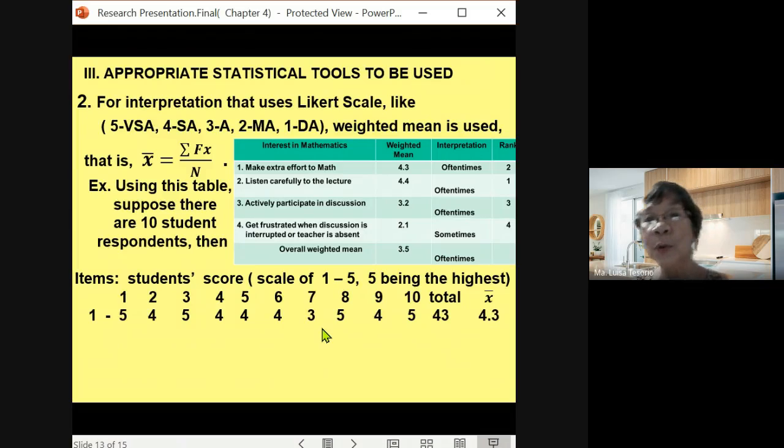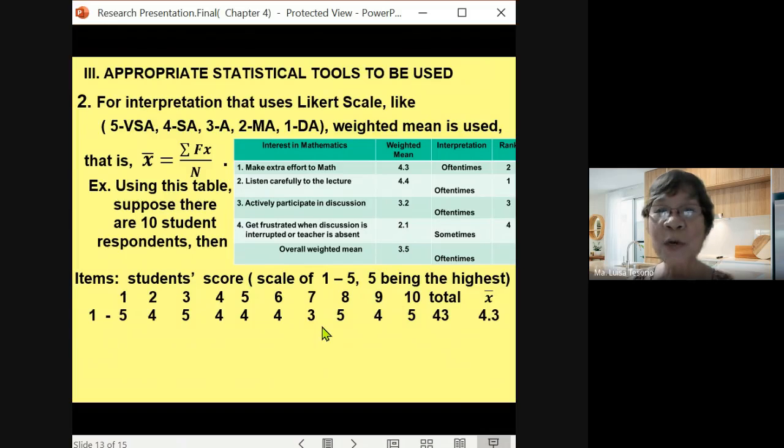The first row are the student respondents, student 1, 2, 3, 4, 5, up to 10. The second row are now the scores, which indicate the scores of each of the students for item 1. So, item 1 is make extra effort to math.